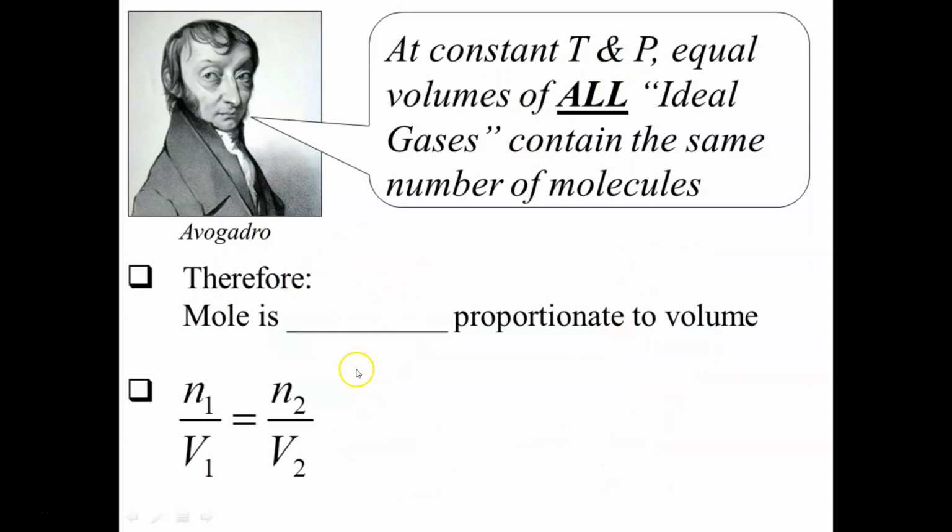So based on this observation, moles and volume have a direct or indirect relationship. What do you think? Well, if increasing one increases the other, it must be a direct relationship. And that's where we get this equation, where N1 over V1 is equal to N2 over V2. N1 represents the mole of gas number 1, N2 represents the mole of gas number 2.